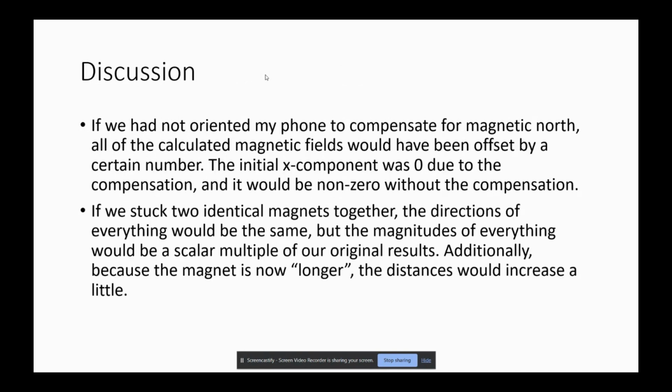If we had not oriented my phone to compensate for magnetic north, all of the calculated magnetic fields would have been offset by a certain number. The initial x component was 0 due to the compensation, and it would have been non-zero without the compensation. If we stuck two identical magnets together, the directions of everything would be the same, but the magnitudes of everything would be a scalar multiple of our original results. Additionally, because the magnet is now longer, the distances would increase a little.